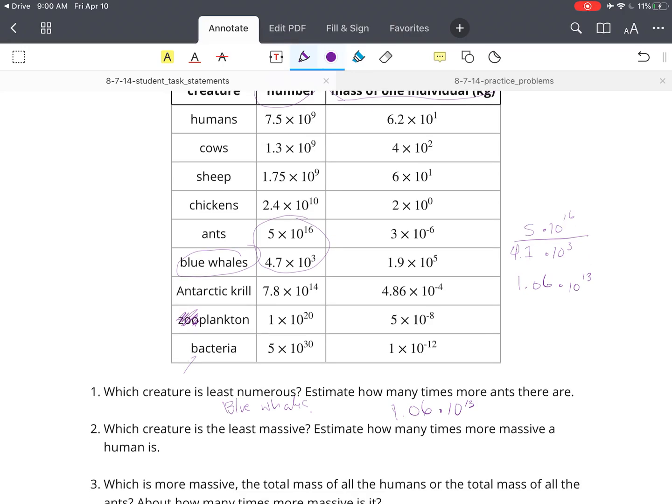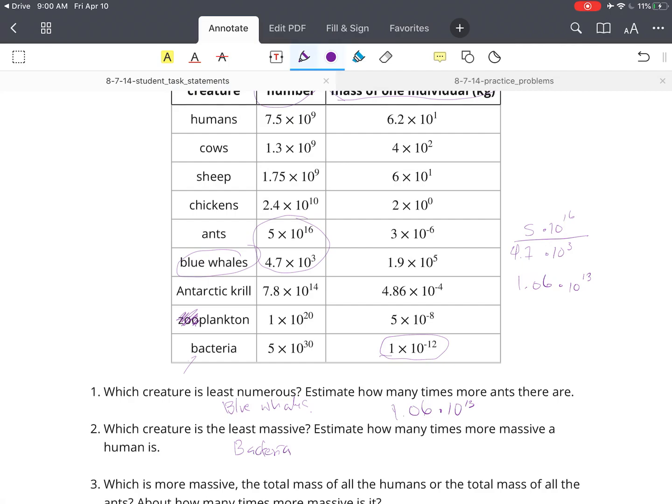Which creature is the least massive? This means which one weighs the least. If we look at which one has the smallest exponent, this is technically the smallest exponent. Bacteria. And it's smallest because it's more negative.